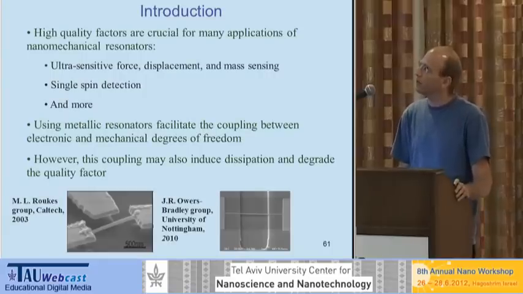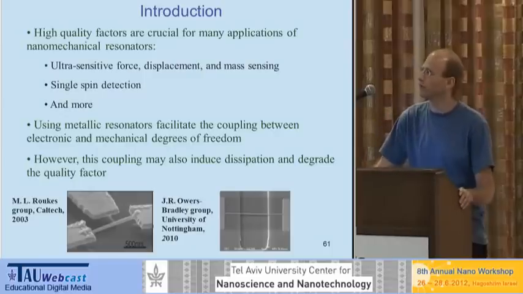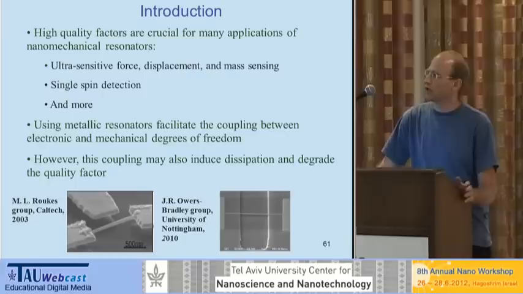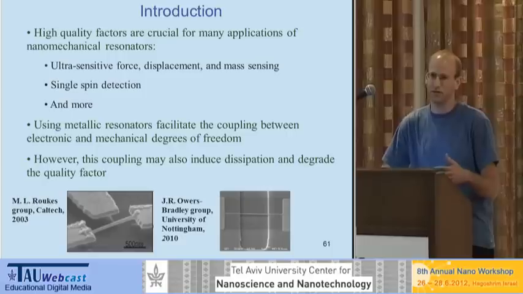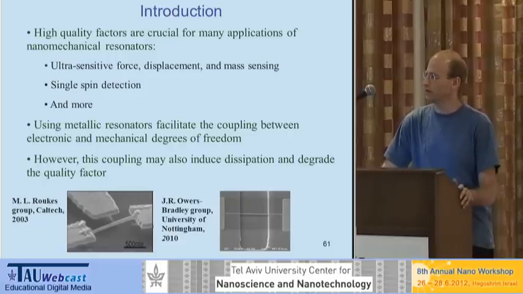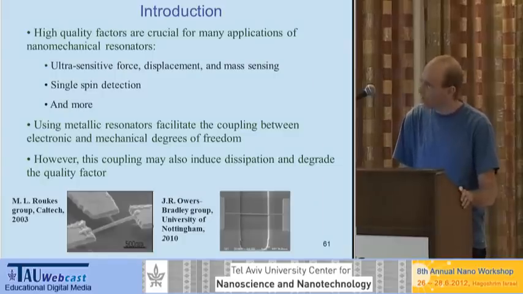The quality factor of a nanoresonator is a very crucial feature for many applications of these resonators, such as force sensing, single spin detection, and more. By using metallic resonators, we can couple between electronic and mechanical degrees of freedom, which is a desirable feature. However, the same feature also induces additional dissipation to the system and therefore degrades the quality factor.